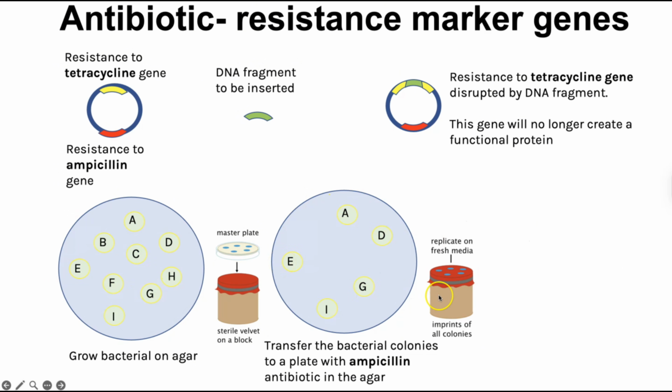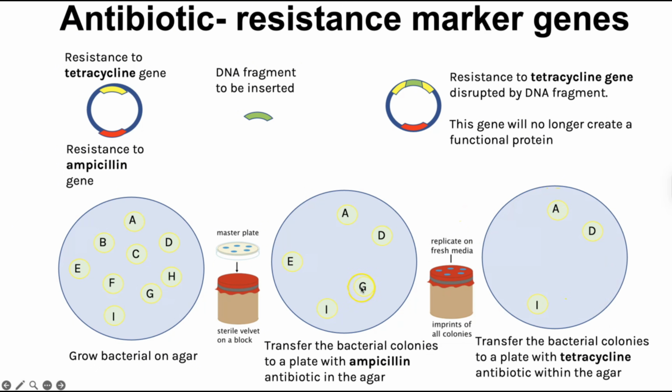They would then take another imprint and this time grow those colonies on the agar plate that's got tetracycline dissolved within it. And now we can see only these 3 colonies can survive. And from this, we can work out which colonies contain the recombinant plasmid, because our bacteria that have the recombinant plasmid are resistant to ampicillin, because that gene's intact. So that means it has to grow on this plate, but it's not resistant to tetracycline anymore, which means tetracycline will kill it.